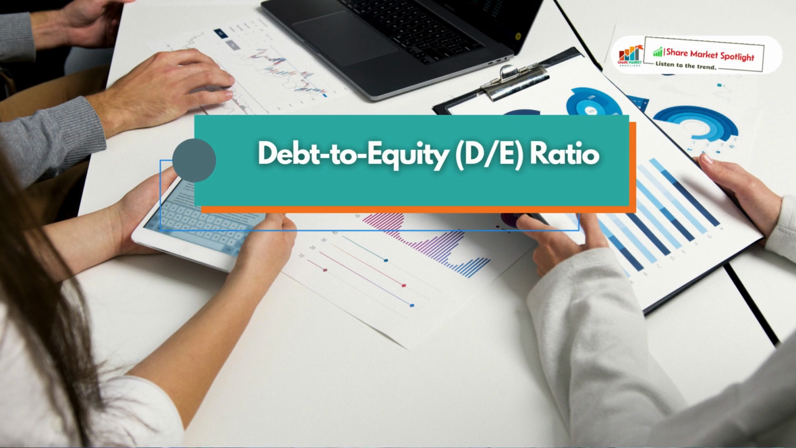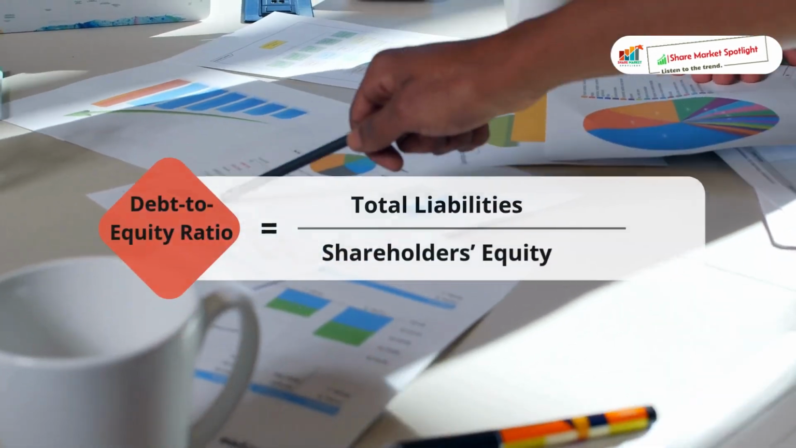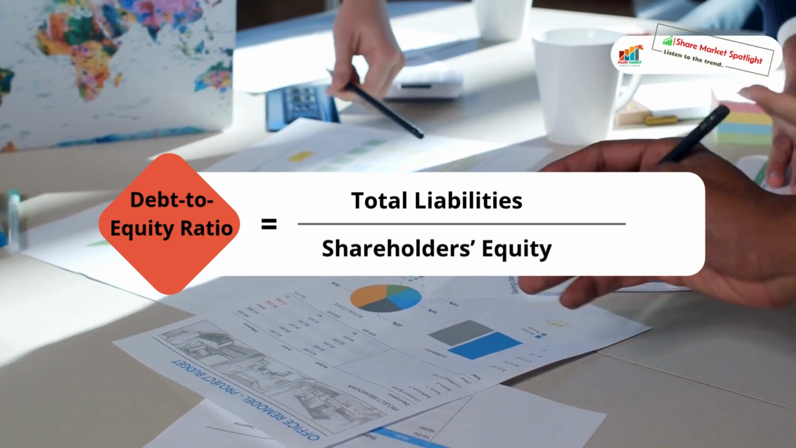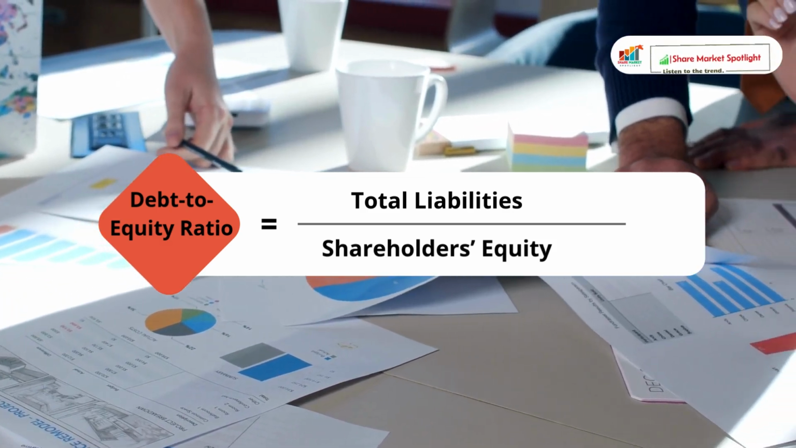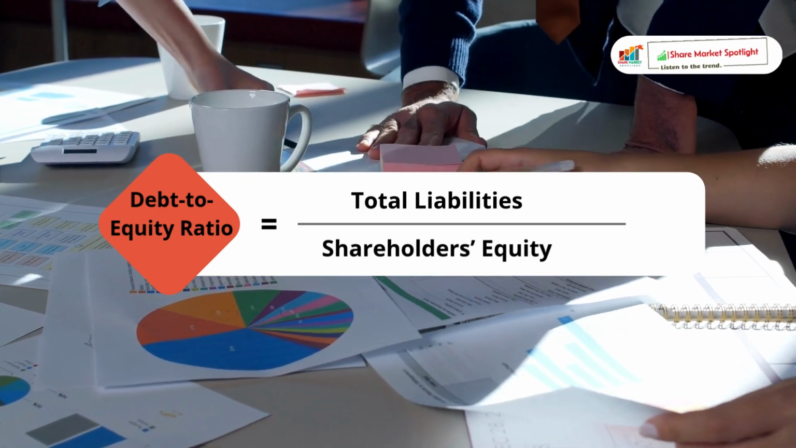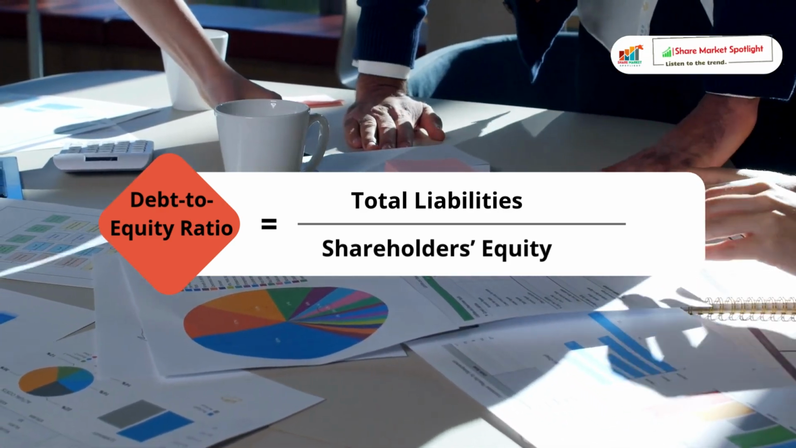Debt to equity, or DE ratio. Now let's look at the debt to equity ratio. This ratio compares a company's total liabilities to its shareholders' equity. It's calculated as DE ratio equals total liabilities upon shareholders' equity.